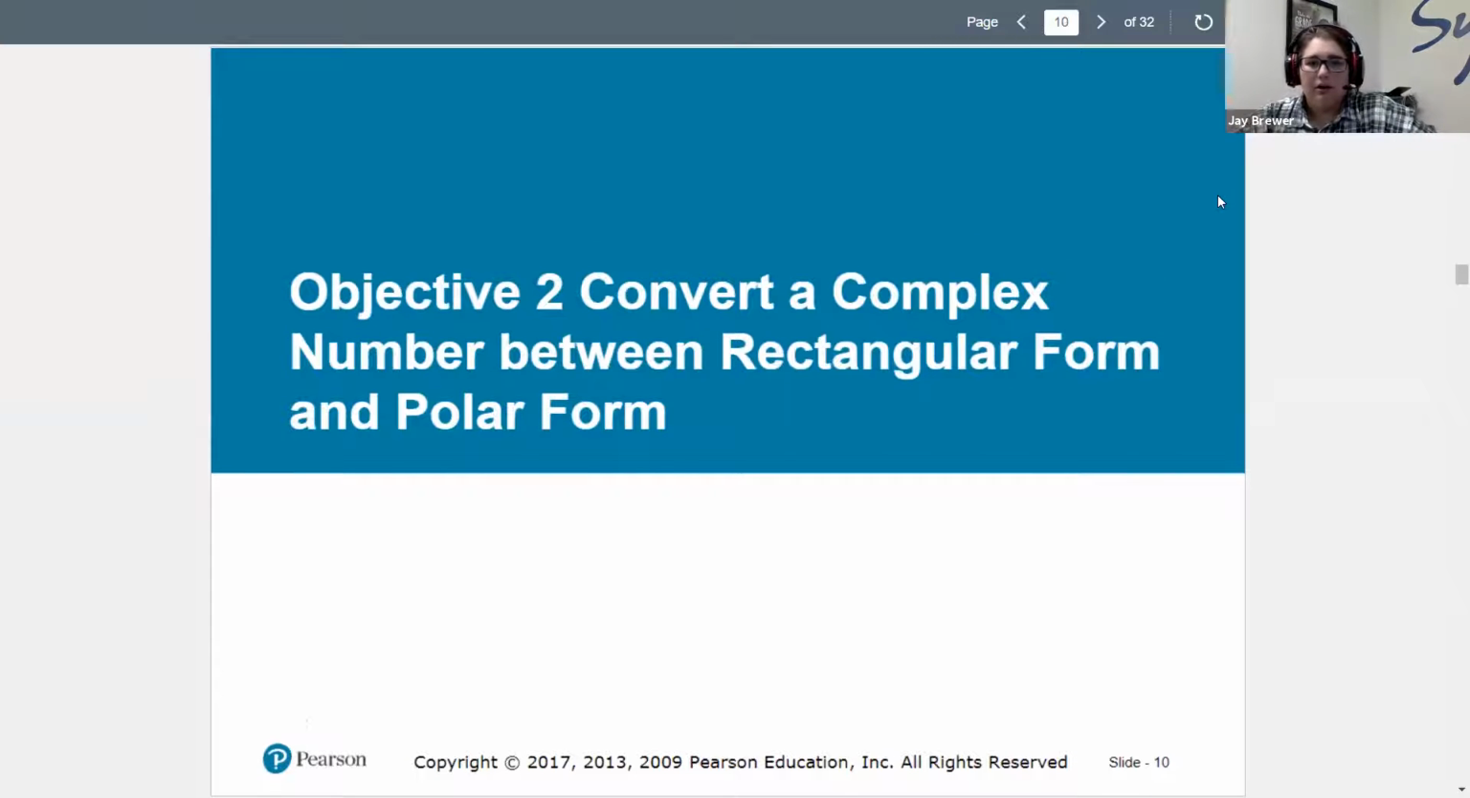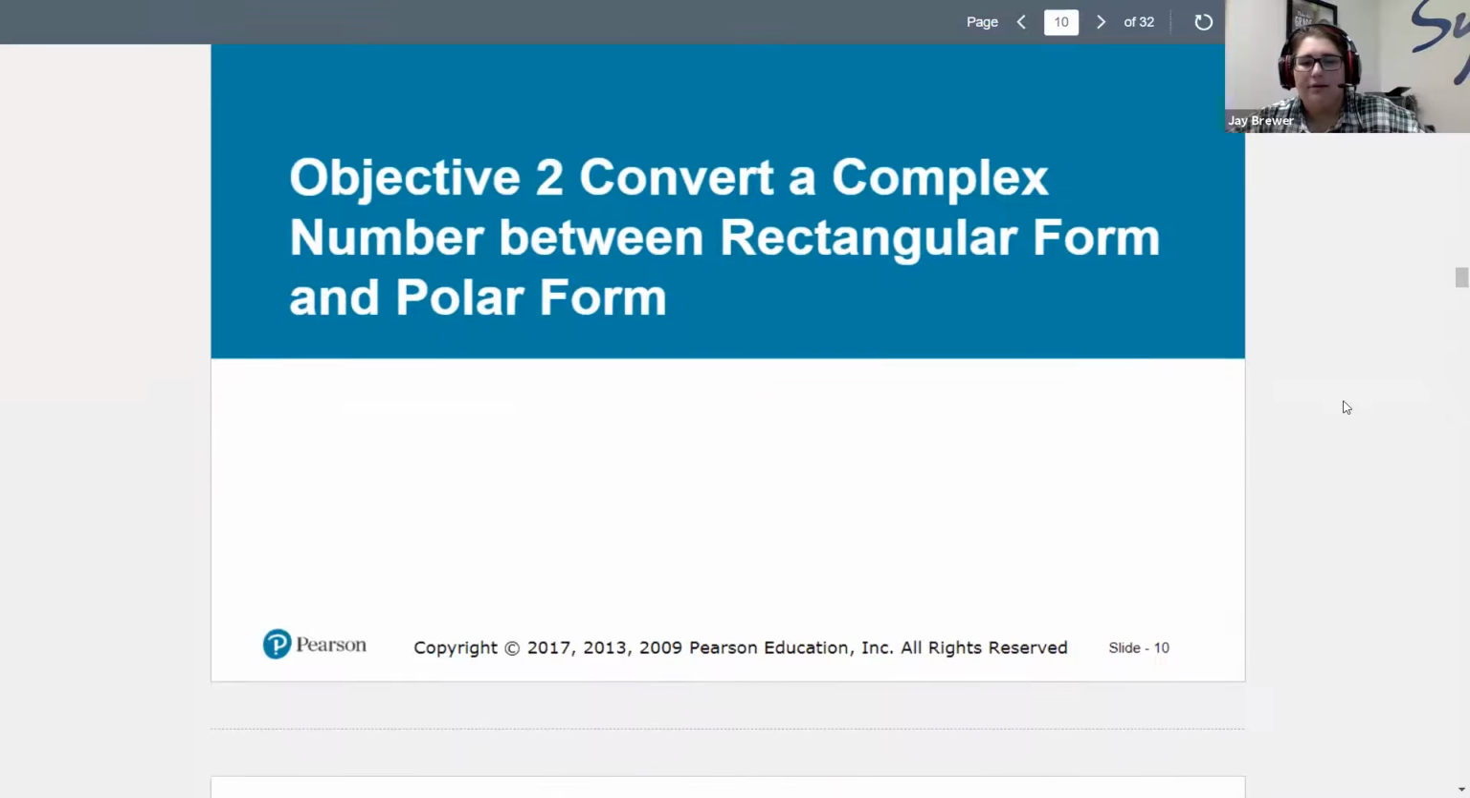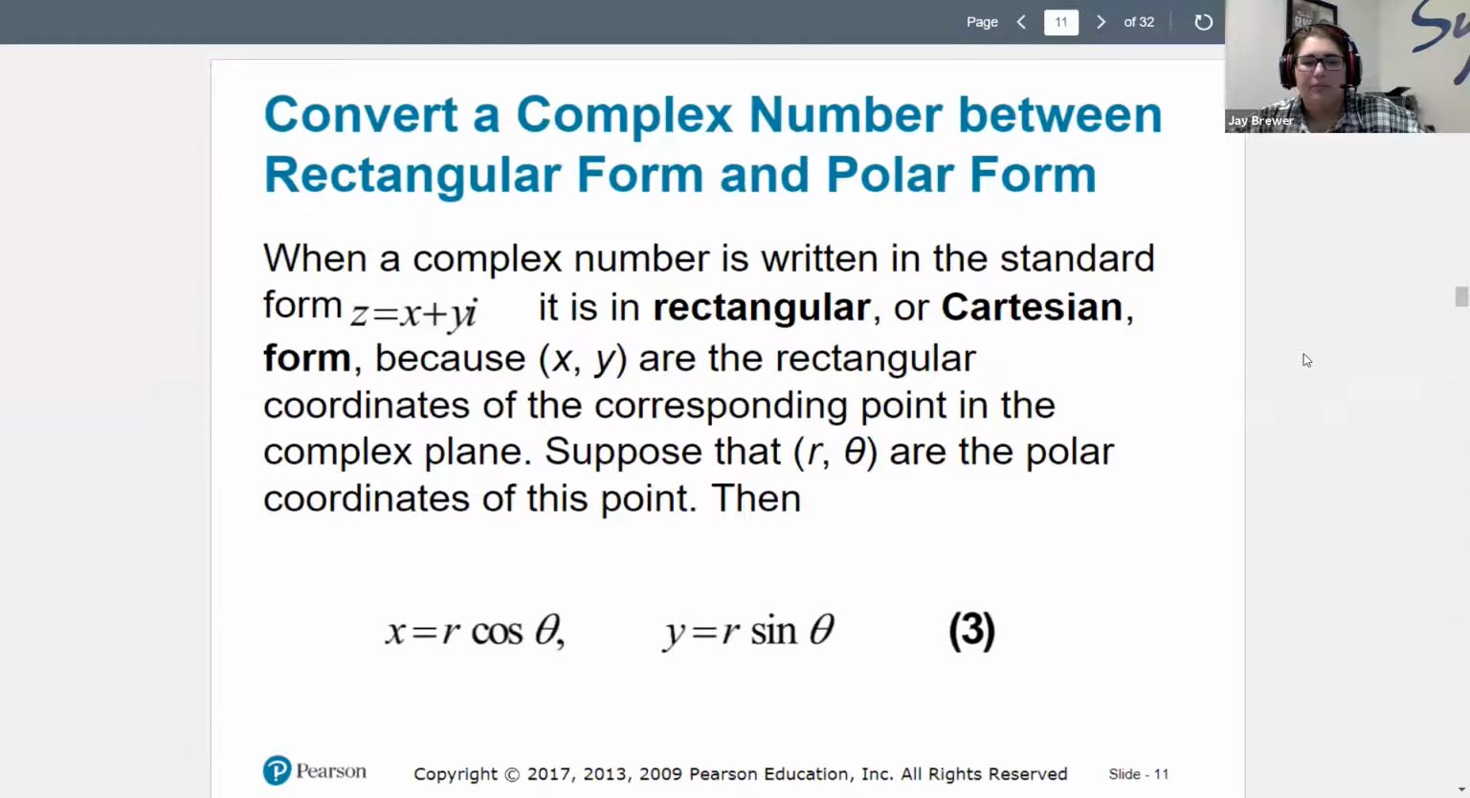Objective 2 is converting a complex number between rectangular form and polar form. When a complex number is written in standard form, z equals x plus yi, it is in rectangular or Cartesian form because x comma y are the rectangular coordinates of the corresponding point in the complex plane. Suppose that r comma theta are the polar coordinates of this point. Then x equals r cosine theta and y equals r sine theta.